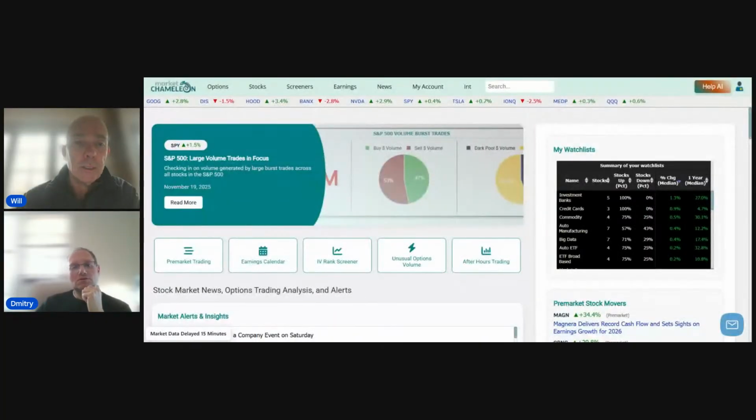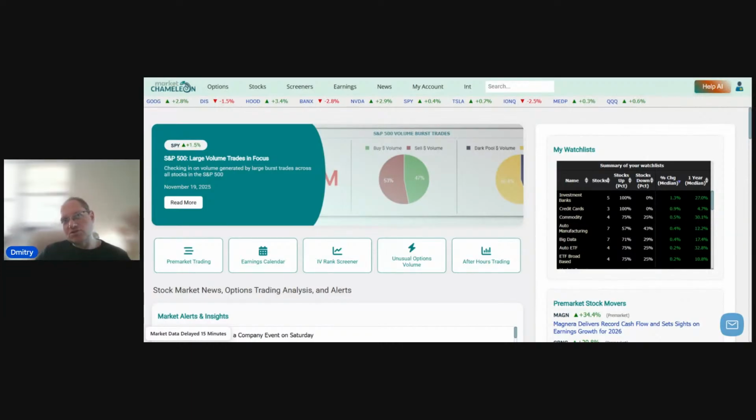We're on the Market Chameleon landing page. Good morning, everyone. And yeah, we'll discuss today the differences between dark pool volume versus lit exchanges. And I think what I'll do is just navigate to a stock symbol, so we can look at the breakdown and then discuss what that means.